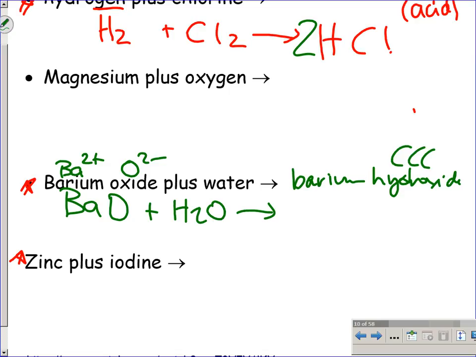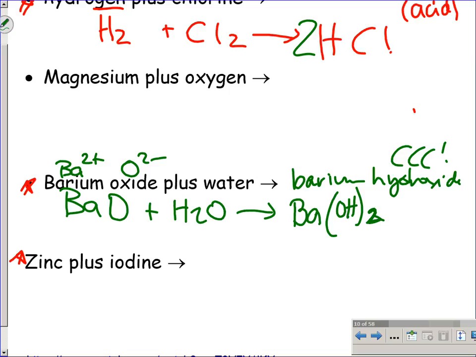So I will crisscross charges. Okay, so crisscross and tell me what I get here. Ba(OH)2, OH in parentheses, because barium is a 2 charge and hydroxide has a 1 negative charge. Crisscross. Okay, so then how many do I need to balance this? Is it balanced, yay or nay?